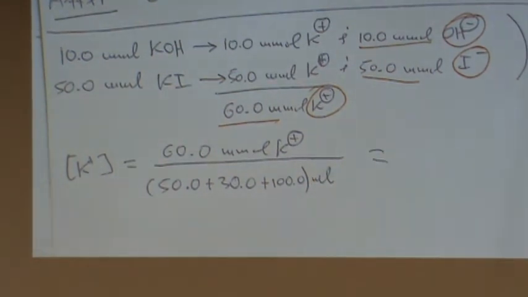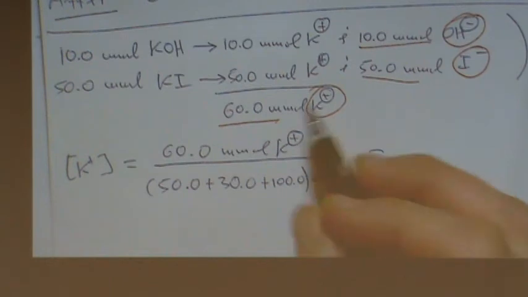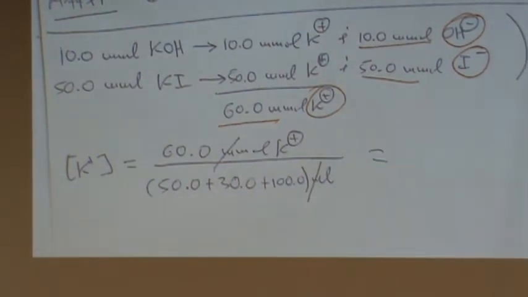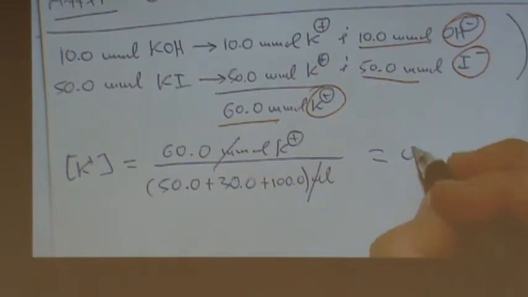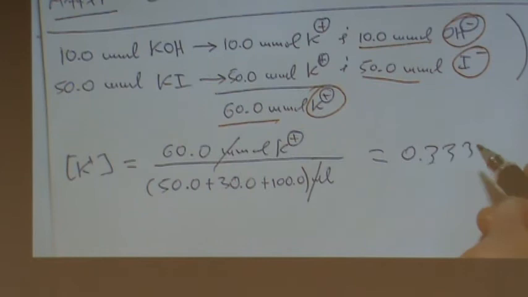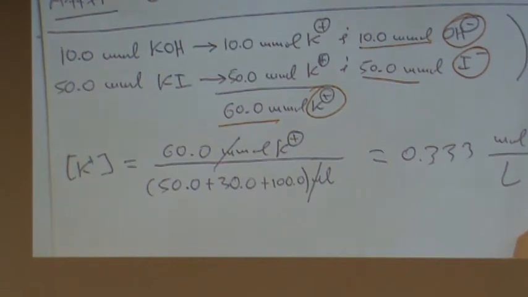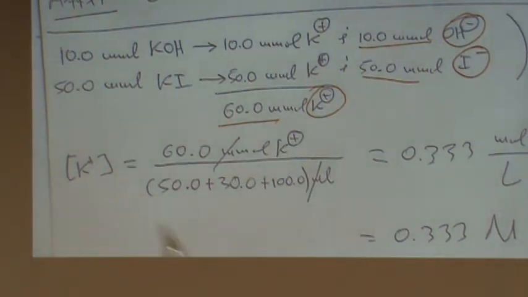And you don't have to do really much because look, millimoles and milliliters, milli and milli goes away, milli and milli goes away. And what happens is moles per liter. So if you do the calculations, you will find out 0.333 moles per liter, right? Moles of potassium per liter of solution, which is 0.333 M for potassium, right?